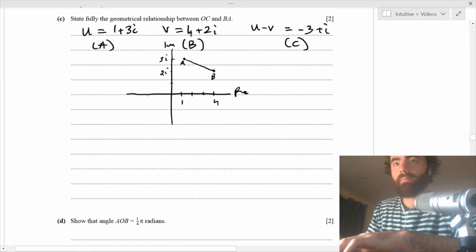And then C is at minus 3, so that's 1, 2, 3. So minus 3 and 1. So I, which is there. So I'm just doing a rough sketch. And then the origin is obviously in the middle.